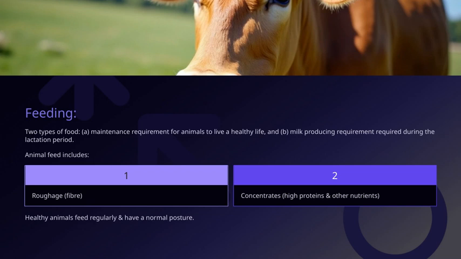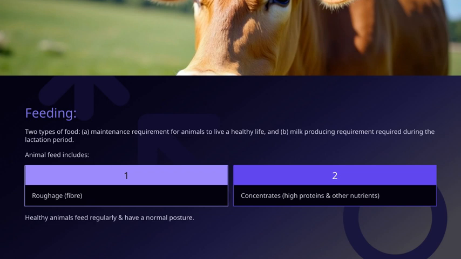The first is roughage, which is high in fiber. Fiber is vital because it helps with digestion and keeps the gut healthy. Think of roughage as the bulk of their diet that keeps everything running smoothly. The second category is concentrates, which are rich in proteins and other nutrients. These are more energy-dense foods that help animals grow, reproduce, and produce milk efficiently.